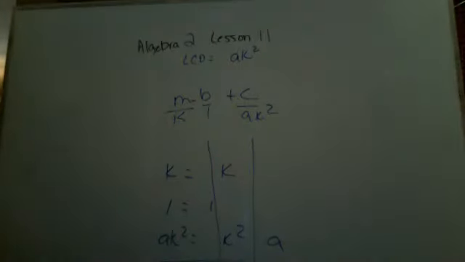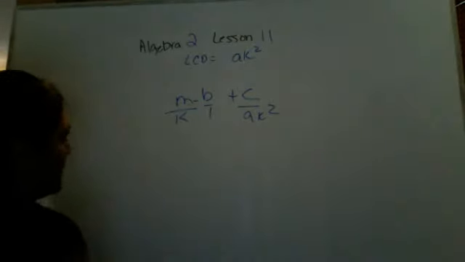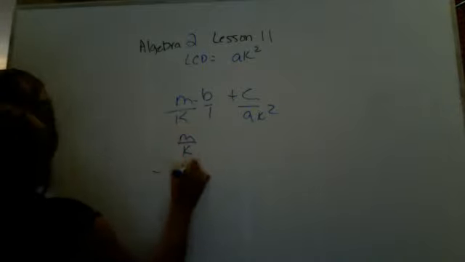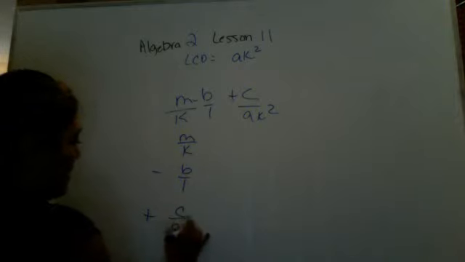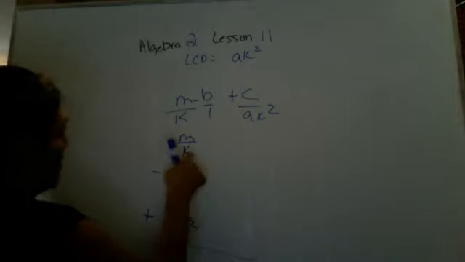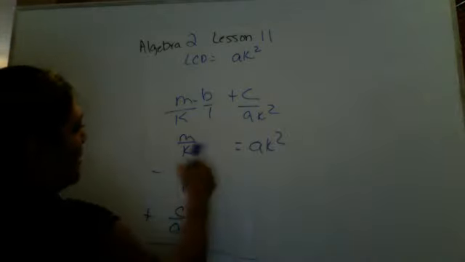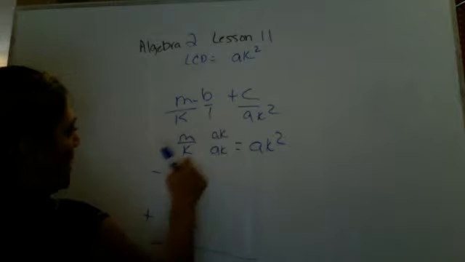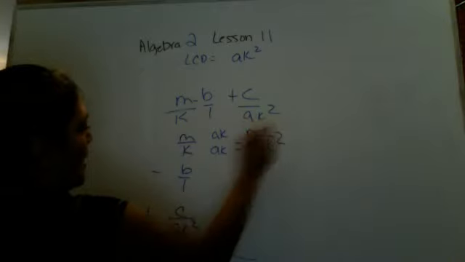Alrighty? So now we look at each term. I'm going to write it vertically, just because it helps keep it straight. What do I have to multiply this by to get the LCD? We can look at it and we say, I have to multiply by ak, right? Because k times k is k squared. So I simply get m a k.